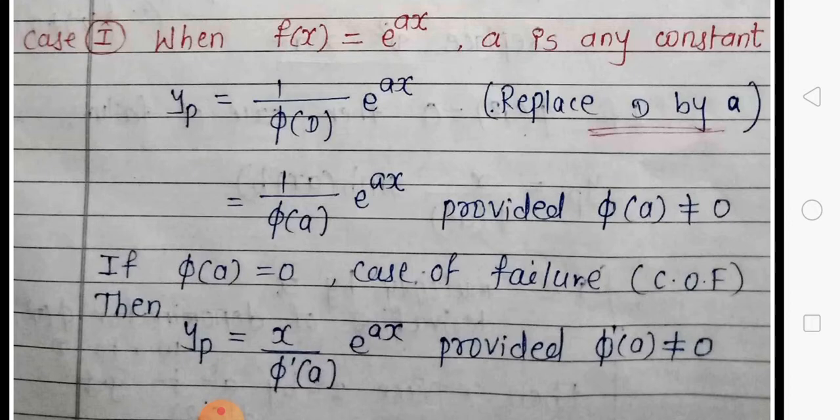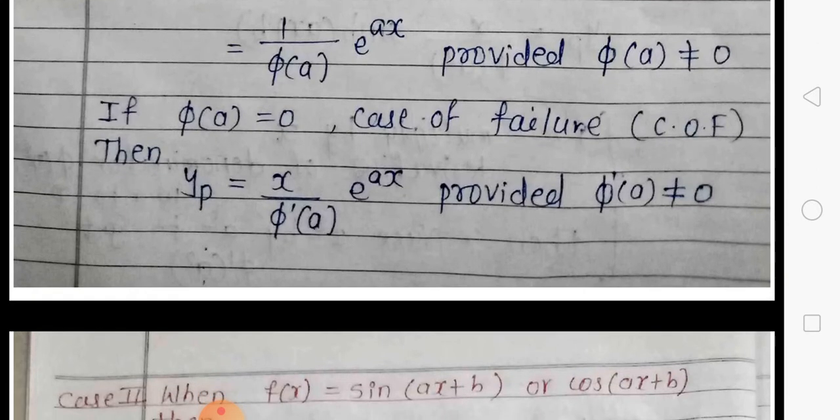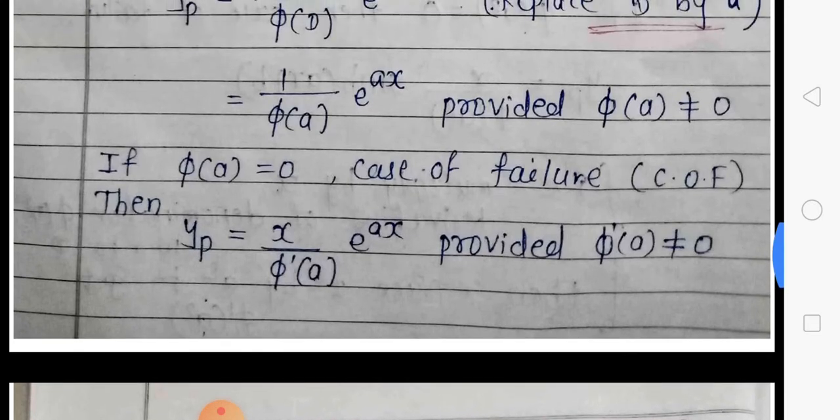This is the particular integral if phi of a is not equal to 0, and we get the particular solution. But if we get phi of a equal to 0, then we have the case of failure. In case of failure, we write the particular solution yp is equal to x upon the derivative of phi of D into e raised to ax, and again replace D by a. That is, we get the solution yp equal to x upon phi dash of a into e raised to ax. This is the first case: if the function is in the form e raised to ax, replace D by a.